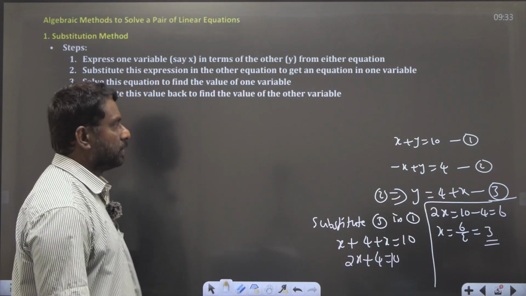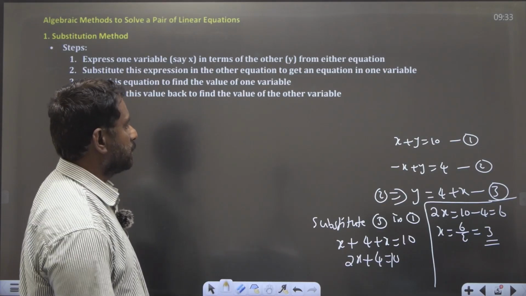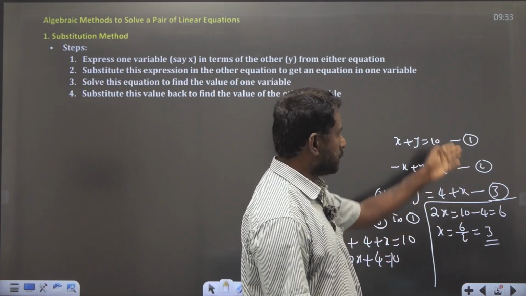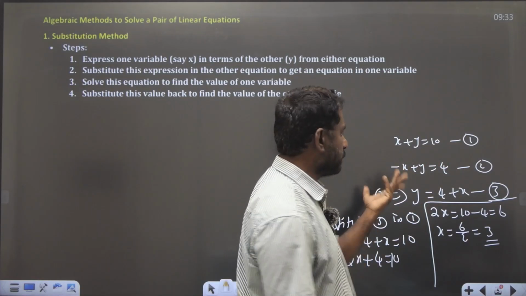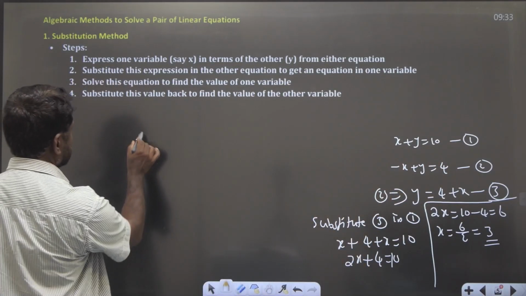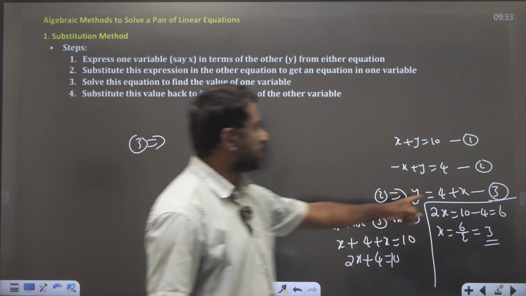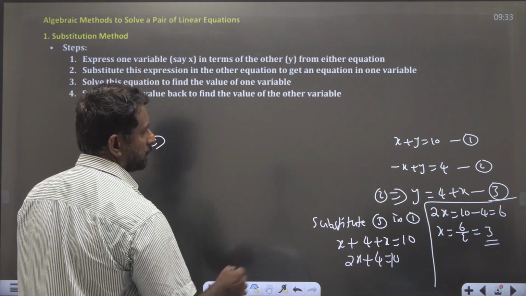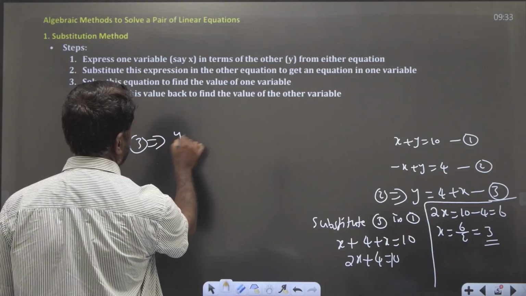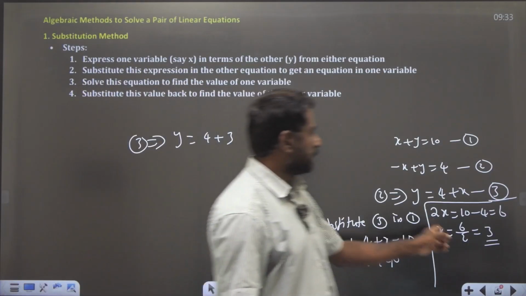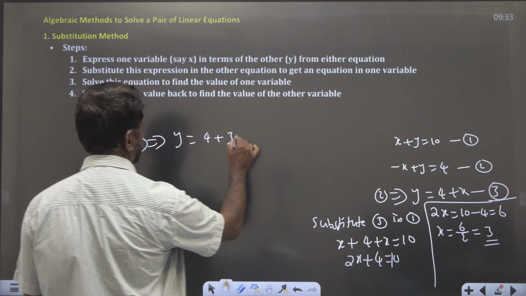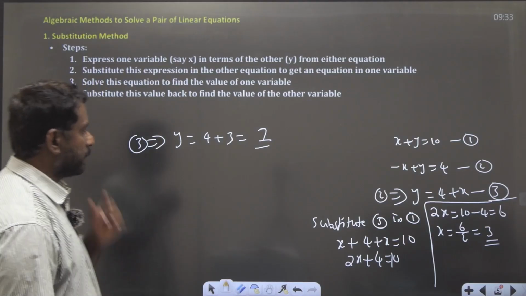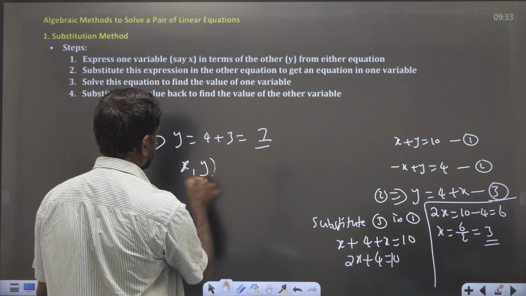This is the method. This is the value of x. And what is y? We can put the value of x in any of these equations. It can be 1, it can be 2, it can be 3, no problem. In equation 3, y equal to 4 plus x. What is x? 3. We can substitute x as 3. y equal to 4 plus 3, that is 7. We can verify. That means the ordered pair x comma y is the solution.